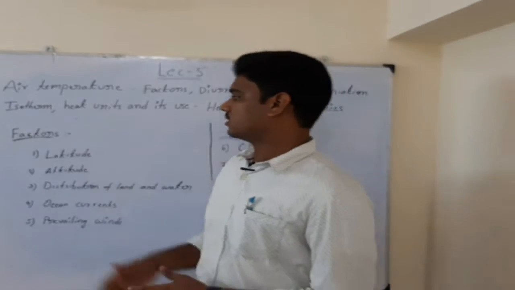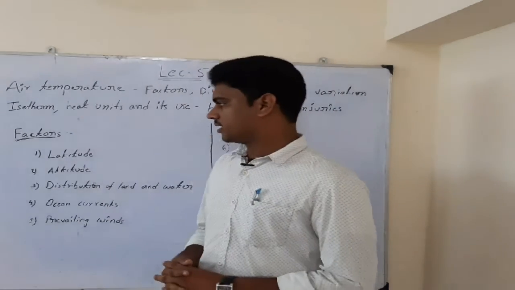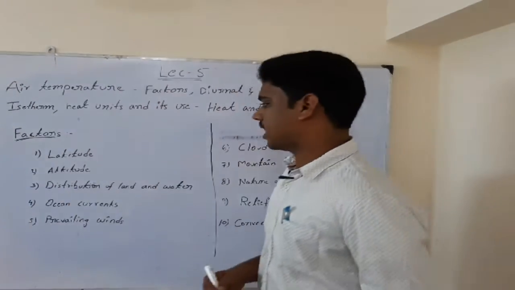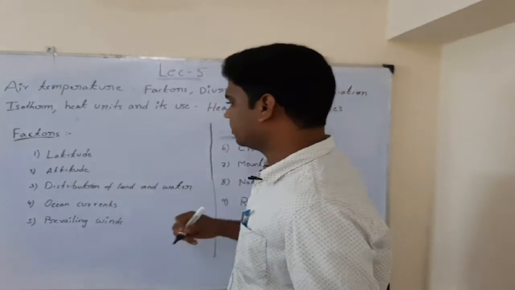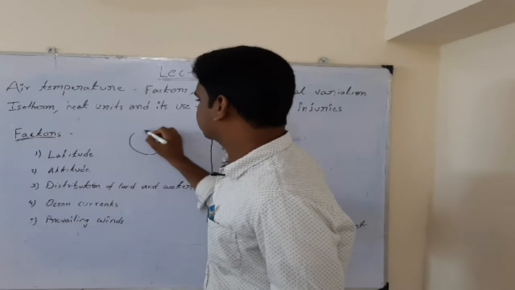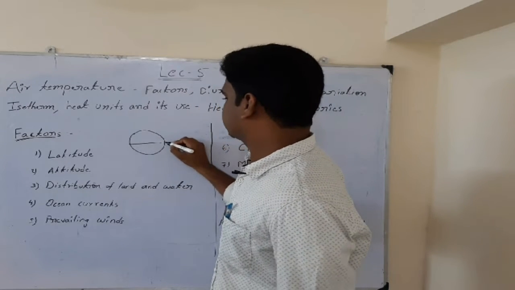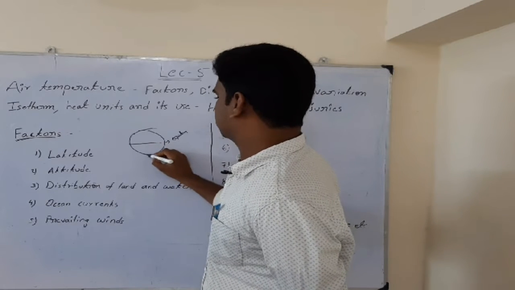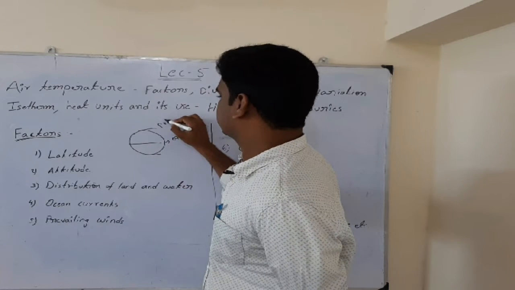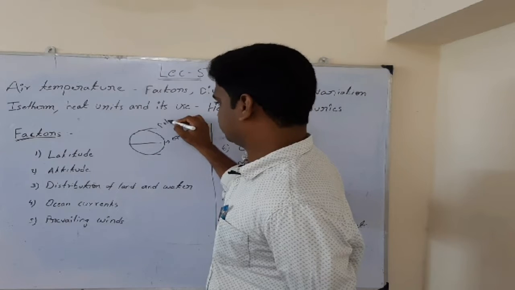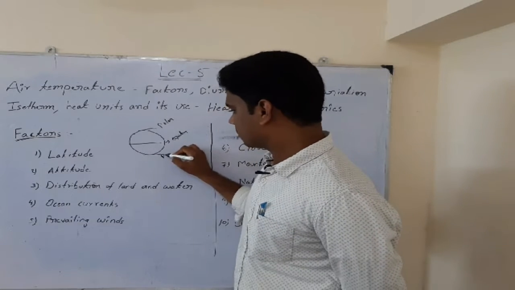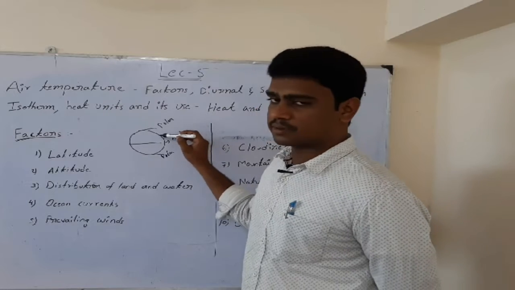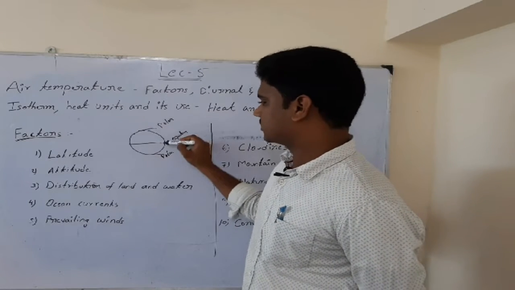So next let us see the factors which are affecting air temperature. We all know the meaning of latitude and altitude. In the first class itself I explained. To recall, I am telling again. So for example, this is the equator, and the northern hemisphere and southern hemisphere, the ends we call polar. So equator, tropical, subtropical, temperate and polar at last.